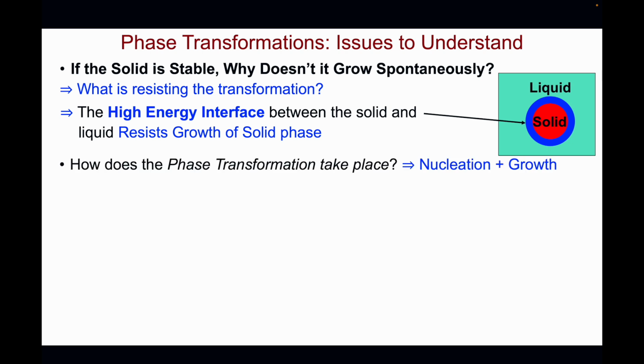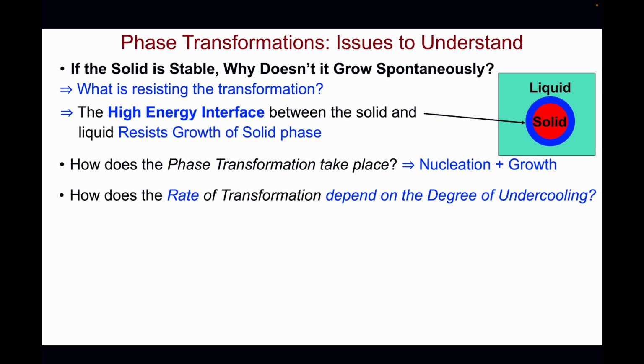How does the phase transformation take place? We've already seen it occurs via a nucleation and growth process. But we'll need to dig deeper because the rate of the transformation depends on how far below the freezing point we cool the liquid, i.e. the degree of undercooling. Does the rate of transformation have any effect on the final microstructure of the material?